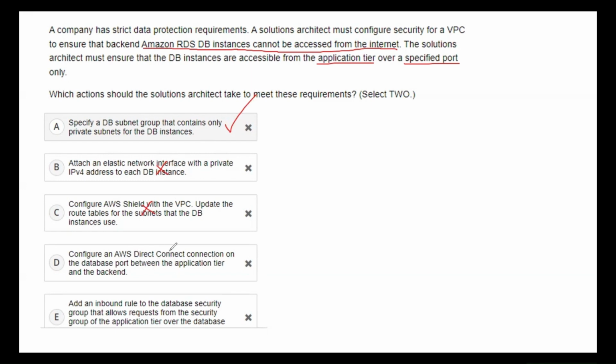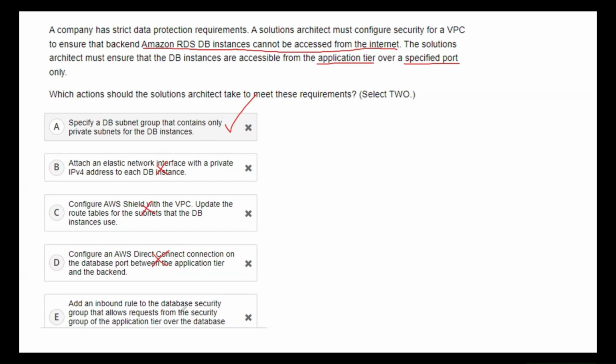So having a Direct Connect is not really going to help with the application server accessing the database, right? Direct Connect is more a direct network link from the on-prem data center to AWS. Okay, so how about this question?